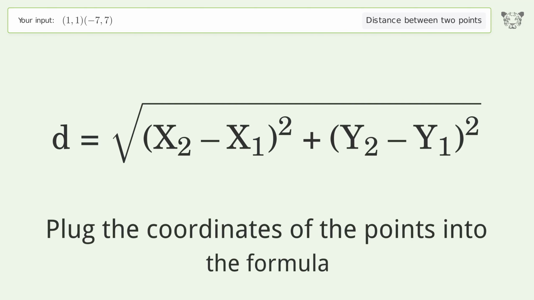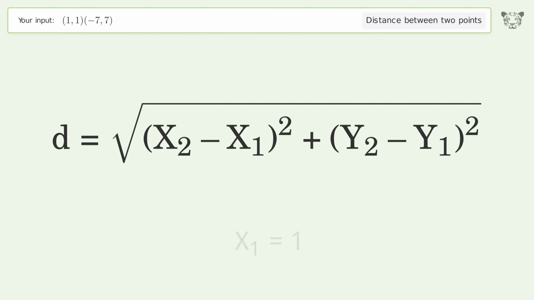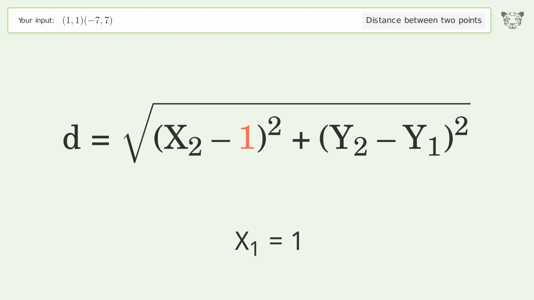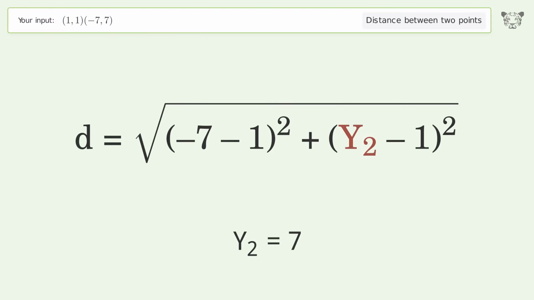Plug the coordinates of the points into the formula. x1 equals 1. x2 equals -7. y1 equals 1. y2 equals 7.